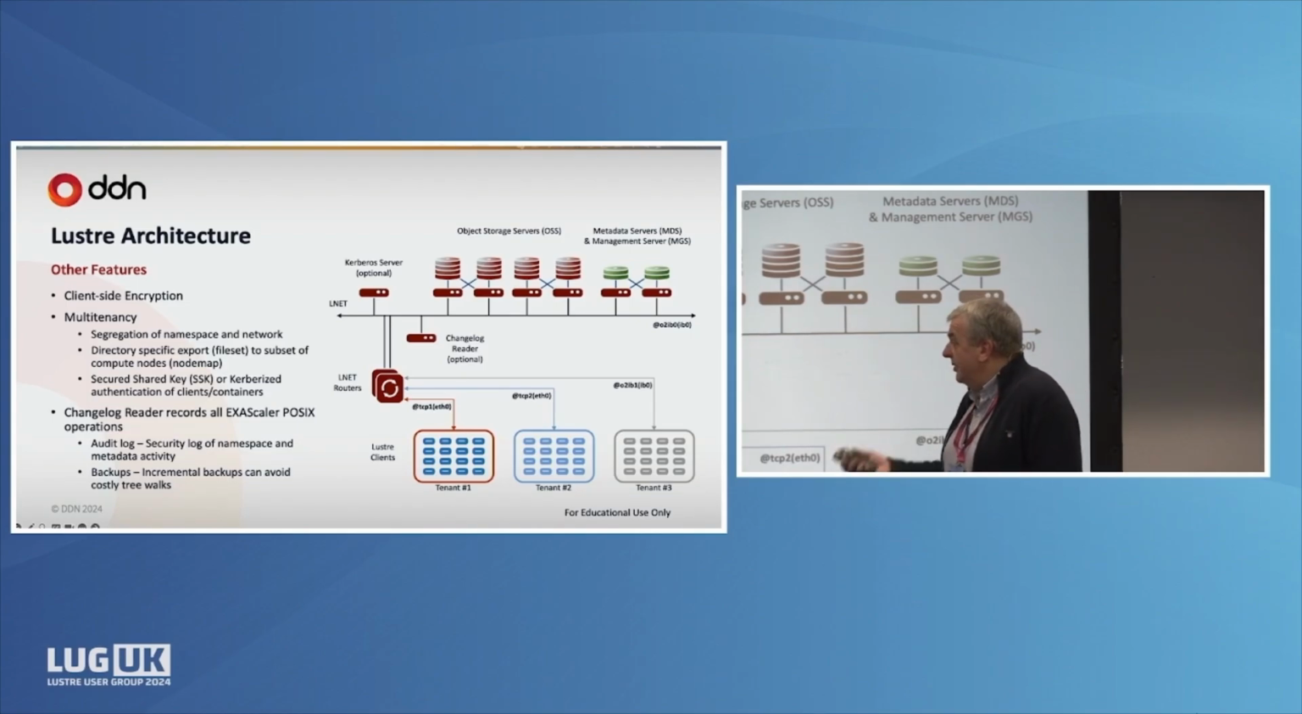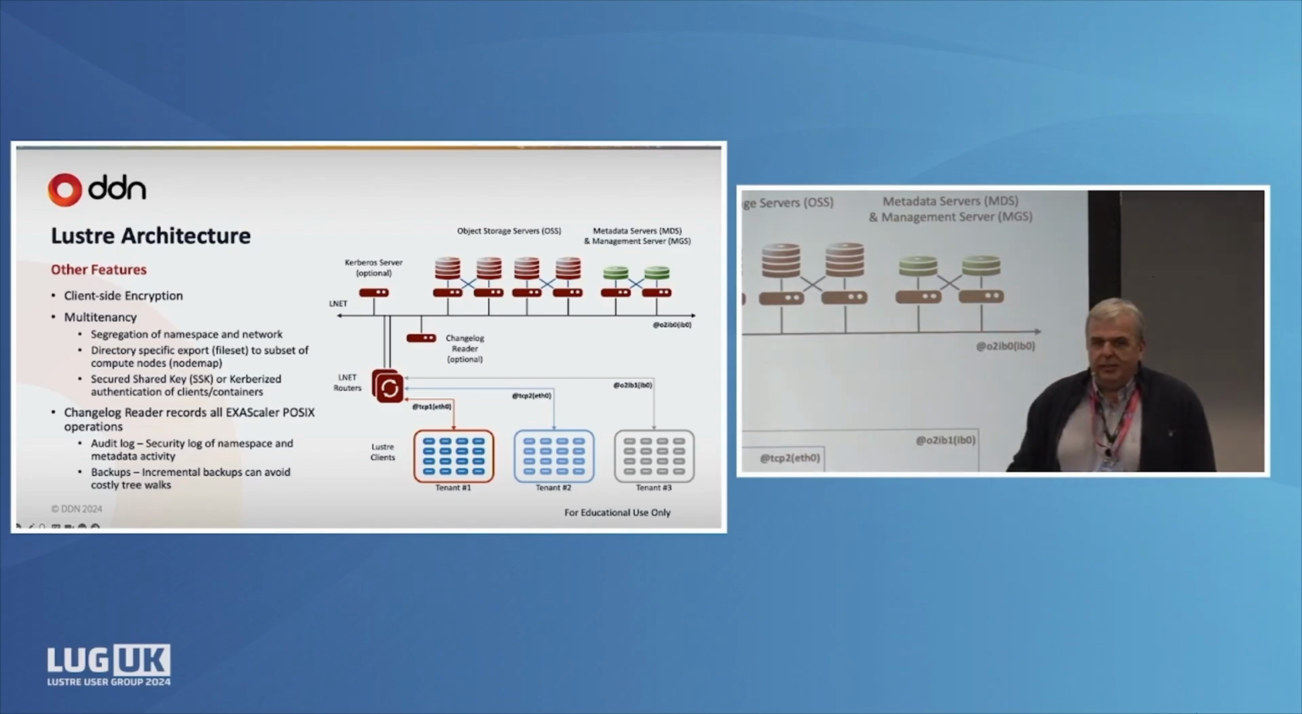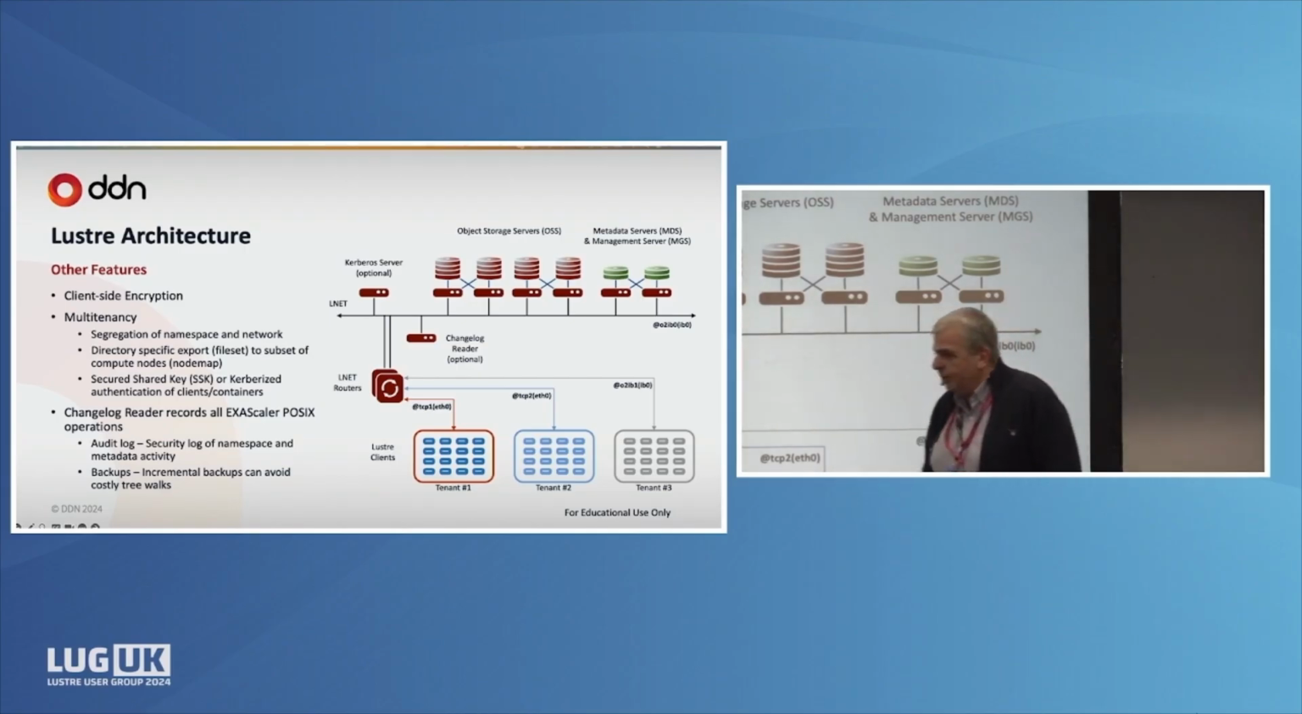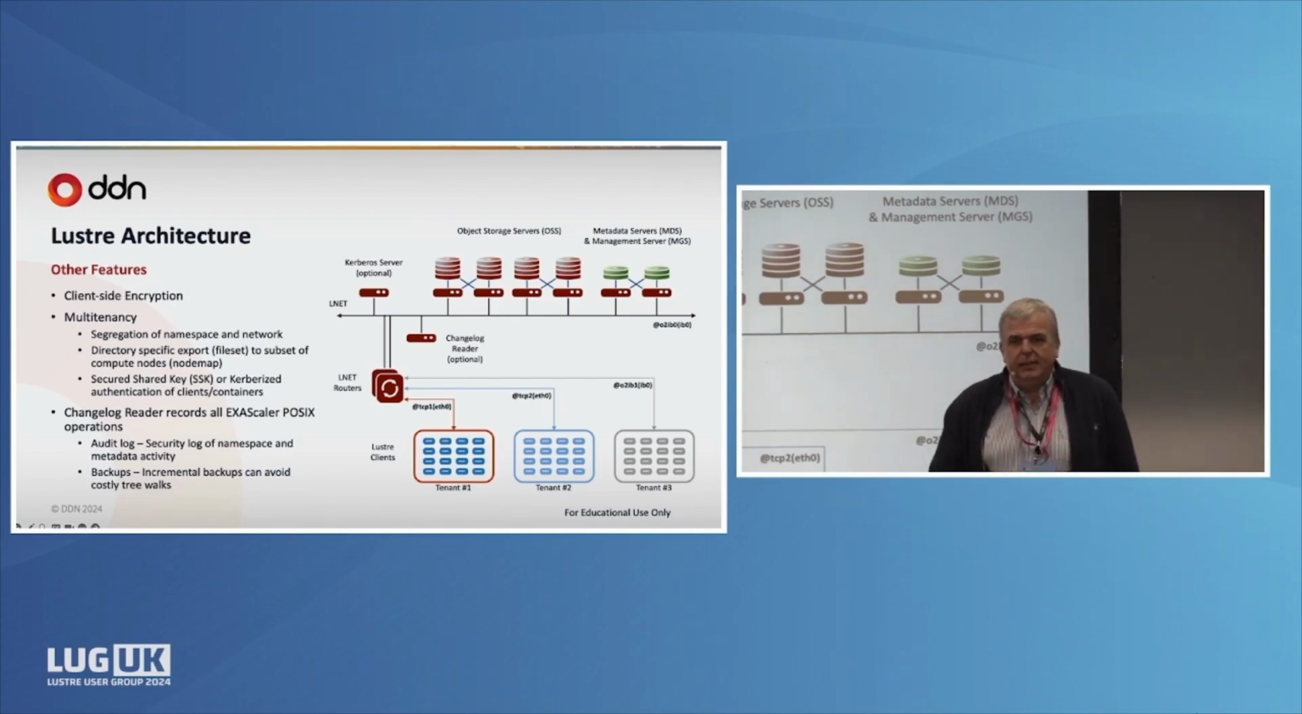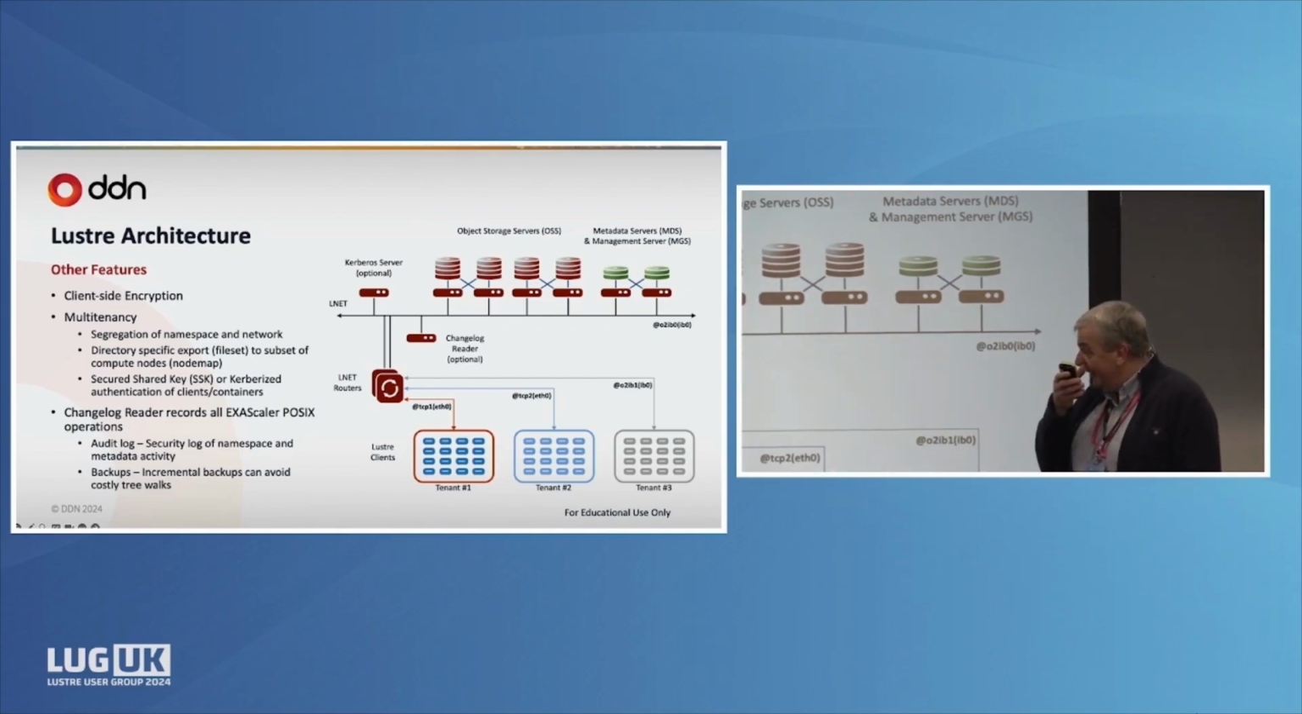So the idea of multi-tenancy is all about segmentation. Can I segment the network? Can I segment the namespace? That means you're confined to a little working area, and that's basically called a tenant.